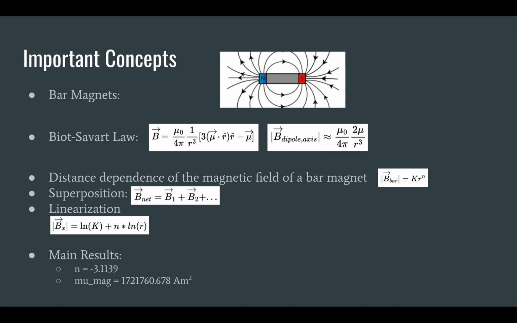So here are some important concepts that we use: the magnetic field of a bar magnet, the Biot-Savart law, as shown here, the distance dependence of the magnetic field of the bar magnet, the superposition principle, and linearization. And here are our main results.